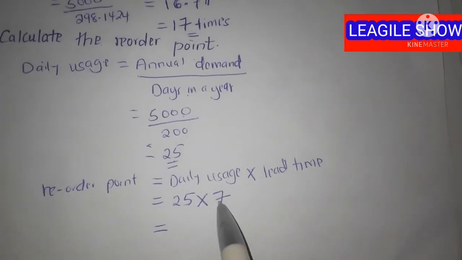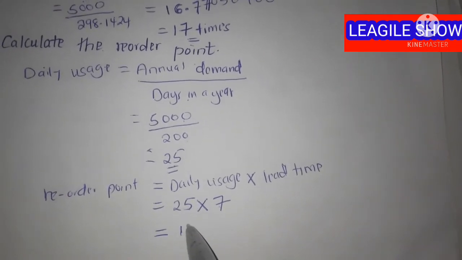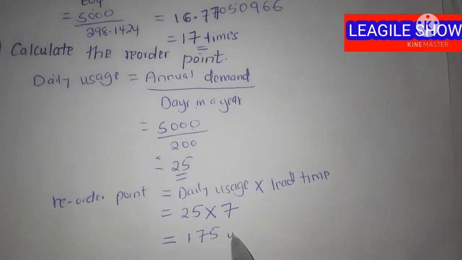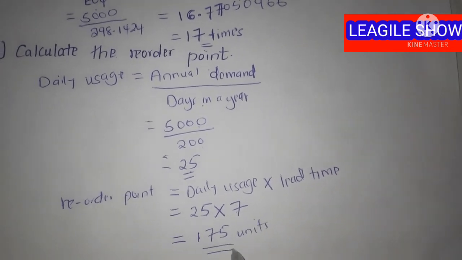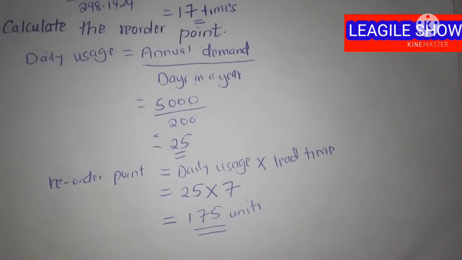So 25 times 7, here you get 175 units, and this becomes our reorder point.